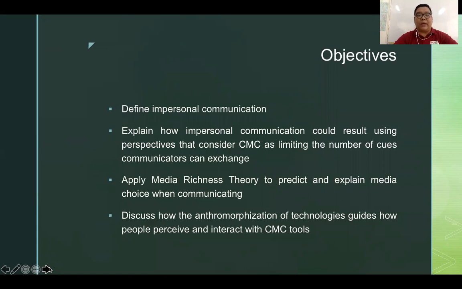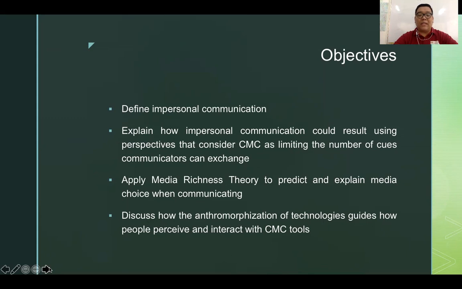I'll be providing a definition that will help us understand what impersonal communication is and what sets this apart from the other types of communication that we have. Second is to explain how impersonal communication could result using perspectives that consider computer-mediated communication as limiting the number of cues communicators can exchange, considering that computers are, in the first place, not considered as social actors. But later on, I'll be explaining further on this for us to better understand how computers can become social actors given the current context that we have.